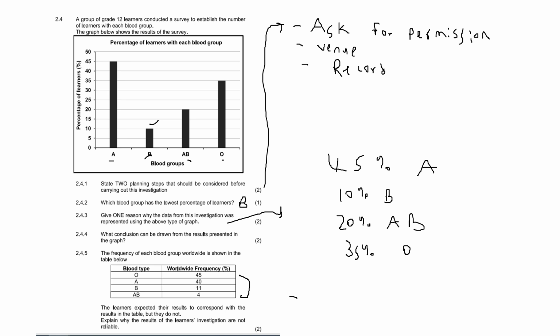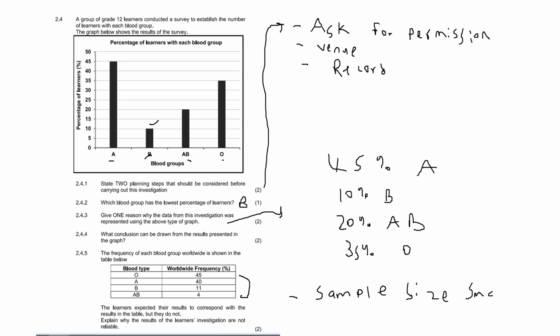Remember, the sample size was probably small. If you have a problem with your results not being accurate, the sample size was small. So the reason they got different results was that they used a small sample size. So never use a small sample size, you'll never get accurate results.